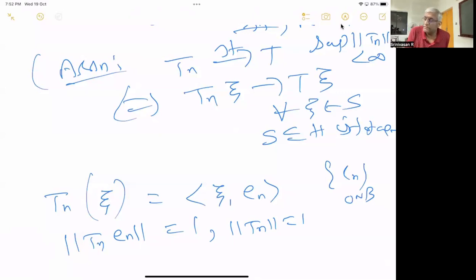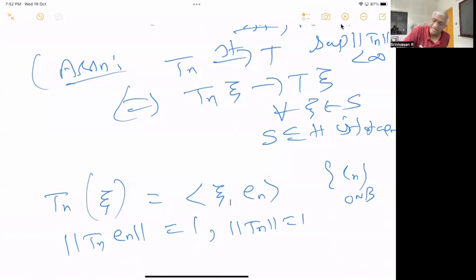Here is an example. This is a very simple example; there are many examples, this is an immediate one. So Tn xi goes to zero, because if you take any orthonormal basis, then the inner product with the orthonormal basis will go to zero, because this is a tail part.